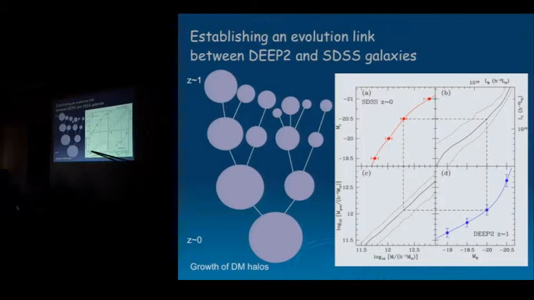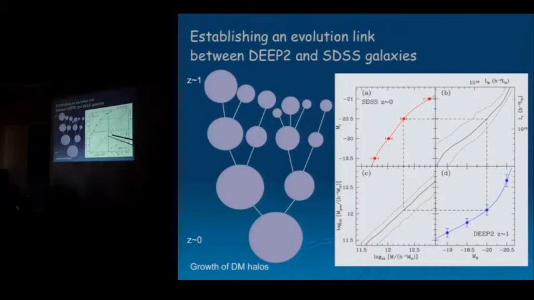So here is such a relation. That's the mass of halos at redshift 0, and that's the mass of the progenitor halos at redshift 1. That's the mean relation. And at each redshift, we know how the central galaxy luminosity scales with halo mass. At redshift 0, from Sloan galaxies, we know the luminosity as a function of halo mass. At redshift 1, we know from the Deep2 galaxies how luminosity scales with halo mass. Then we can establish a link between the galaxy populations, an evolutionary link statistically from redshift 1 to redshift 0.